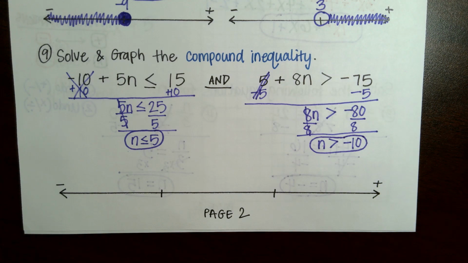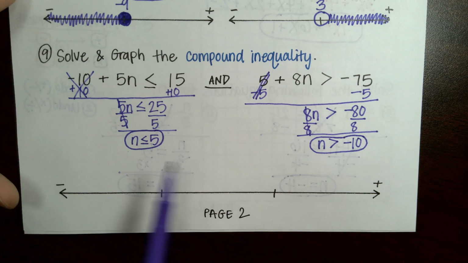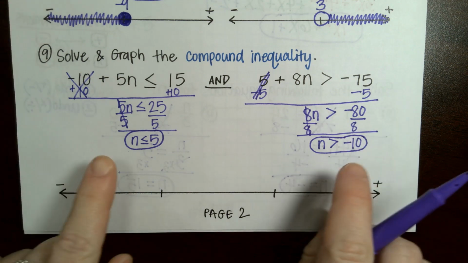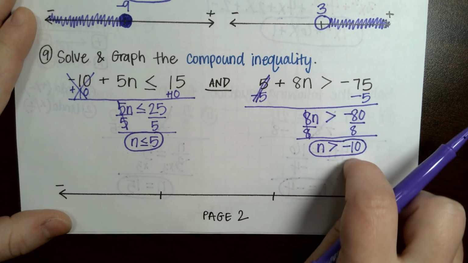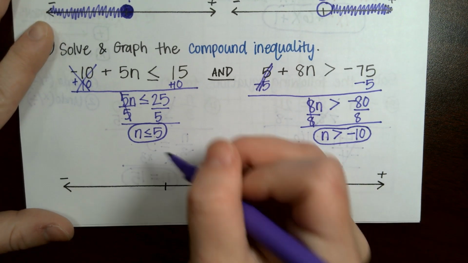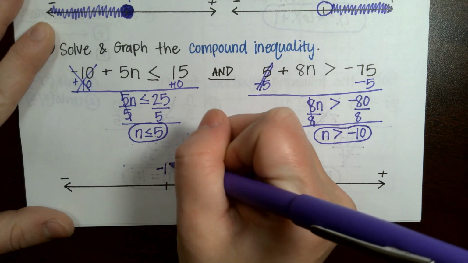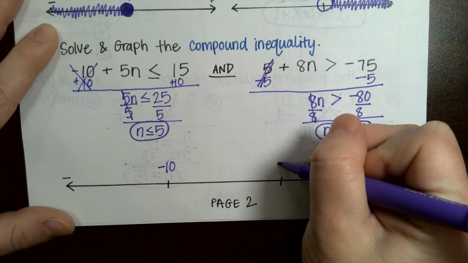So now that we have both numbers, how do we graph this? 5 is going down to the left. You mean to the right? To the right. Yes. Perfect. So we're going to flip-flop these. N is greater than negative 10. That number comes first because negative 10 is smaller than 5. So we're going to label this tick mark with negative 10 and the second one with 5.